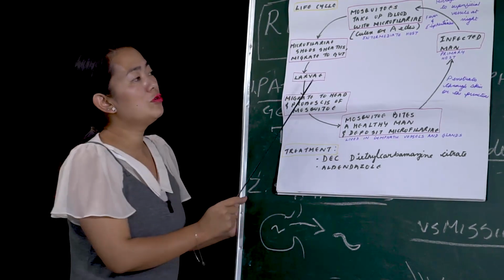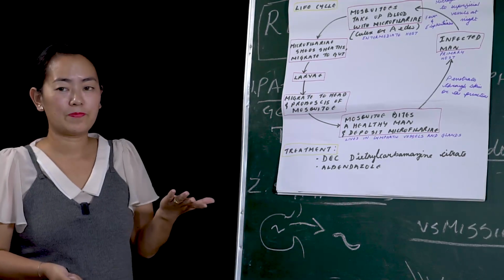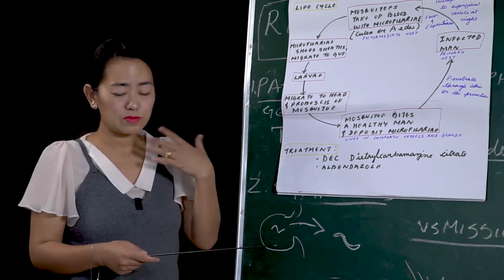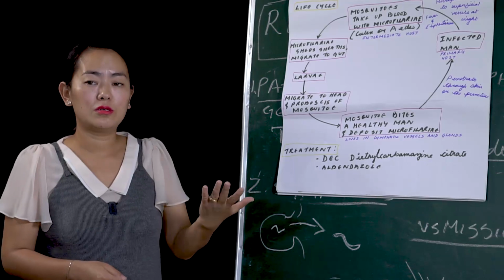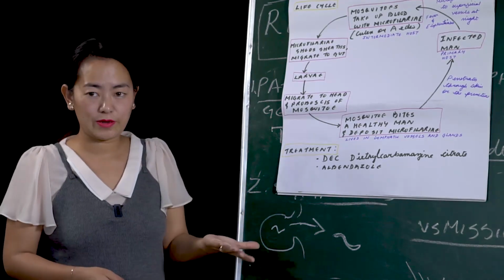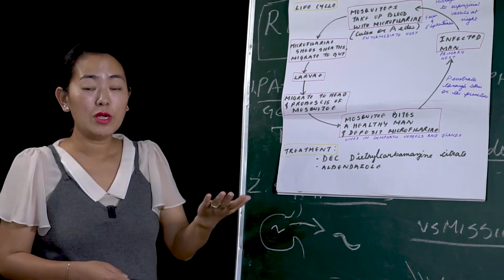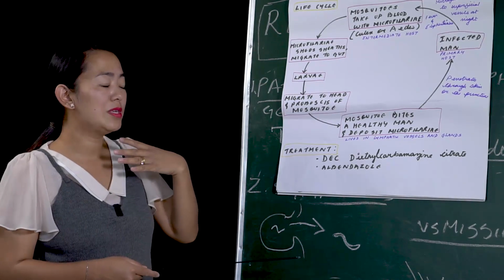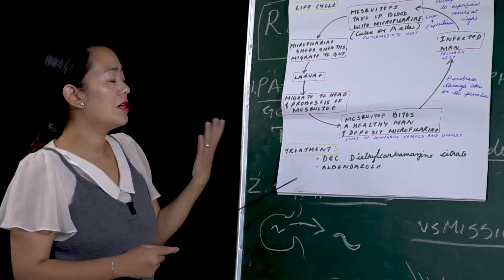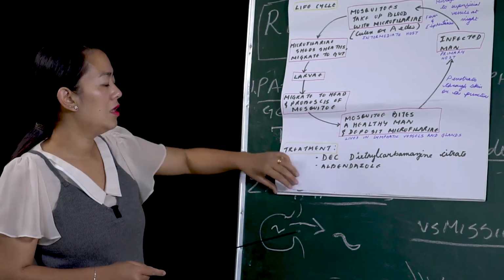So how do you prevent filariasis? You prevent it in the same way as I told you about malaria, right? You try to kill the mosquitoes, you try to make the place more hygienic, you try to stop the larvae from developing. These are the prevention methods.